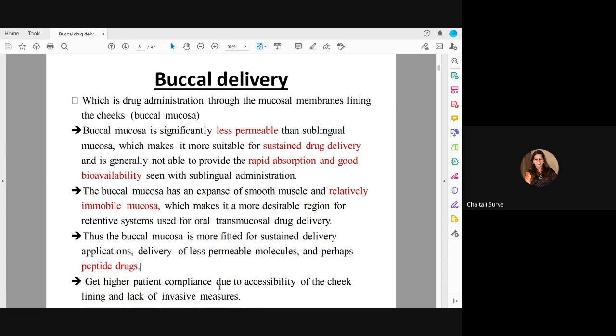Get higher patient compliance due to accessibility of the cheek lining and lack of invasive measures. So there are a particular group of patients who prefer taking your dosage form through a buccal route because it is easy to administer. You are skipping the step of swallowing. So the patients who have difficulty in swallowing, like geriatric patients, might prefer using this buccal drug delivery system. And also it is kind of a non-invasive. You're not injecting anything into the blood, so it is a non-invasive procedure.